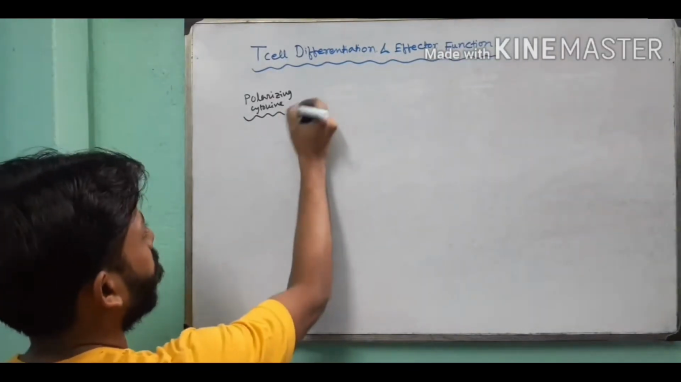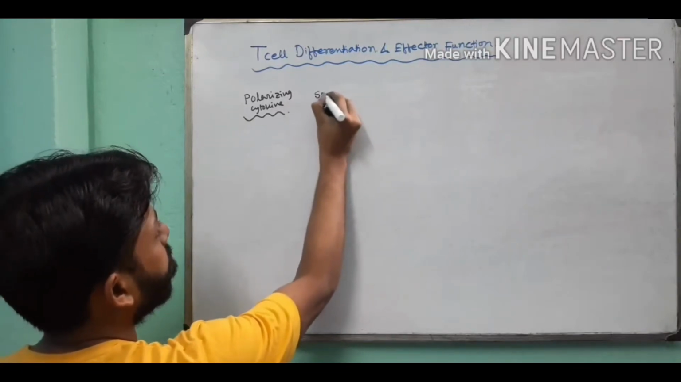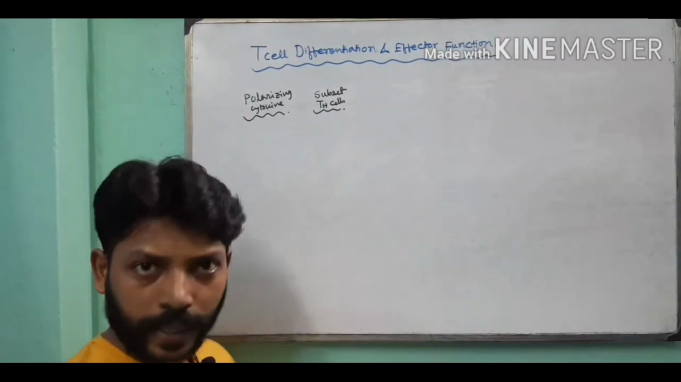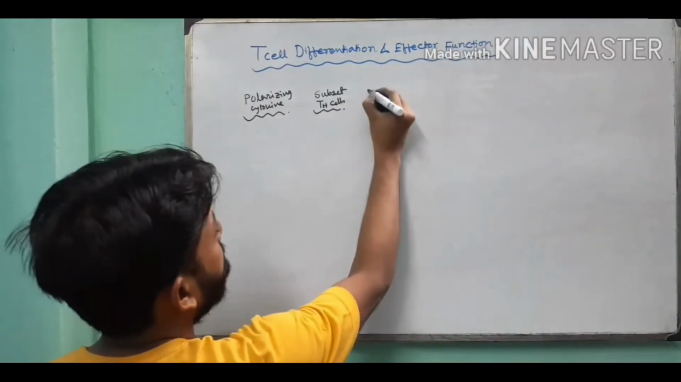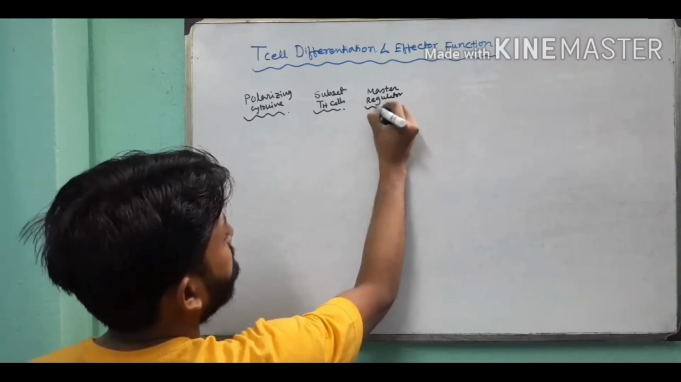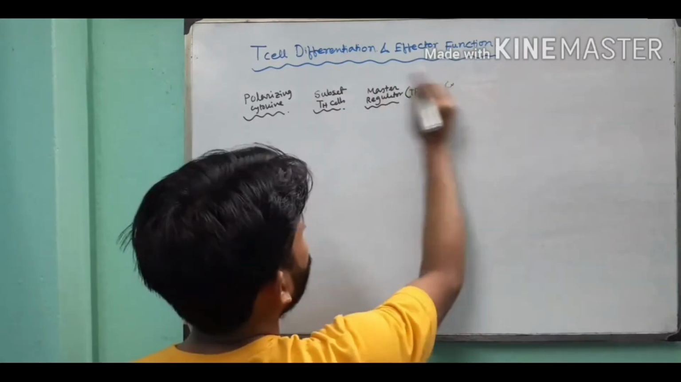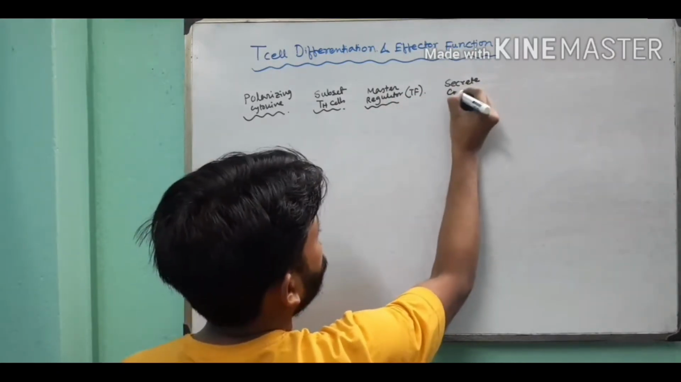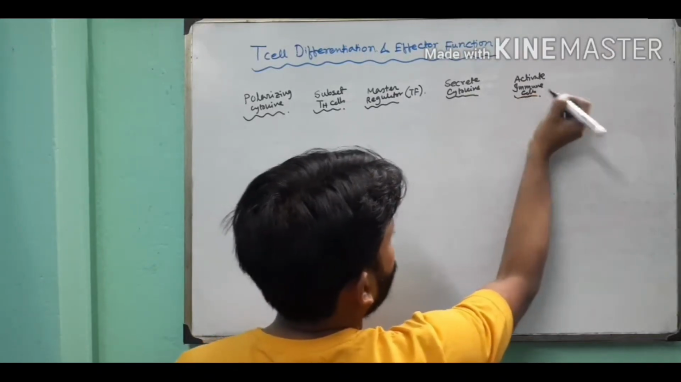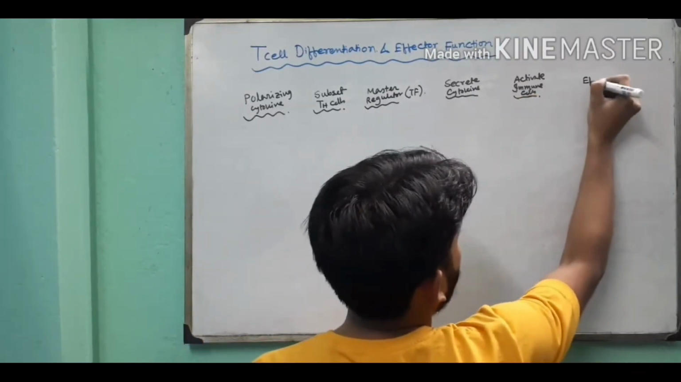So polarizing cytokines determine the subset of T helper cells, and each subset of T helper cells expresses a master regulatory molecule. The master regulator is actually a transcription factor. Each subset secretes a particular cytokine, activates particular immune cells, and performs its last step, that is, effector function.